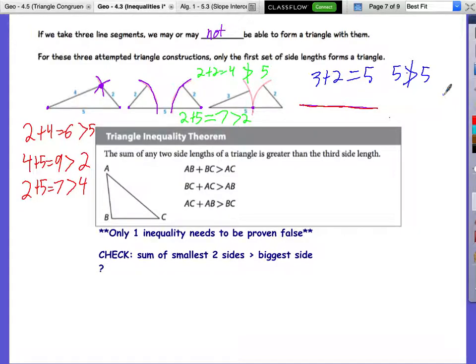So what we really need to remember is this part in the star. I want you to write that in here. You can write a little star in there. That's where I put mine. Write this and this. Only one inequality needs to be proven false. And this is what you want to check: that the sum of the smallest two sides is bigger than the biggest side. Mathematicians long ago figured out that if you just check the smallest two sides, you don't have to check the other ones.